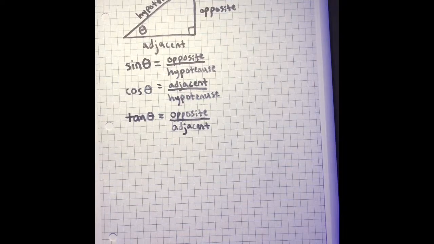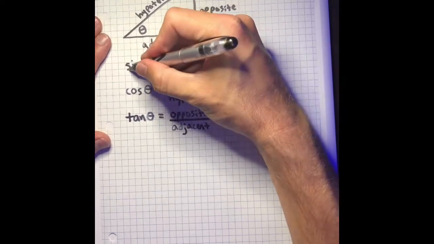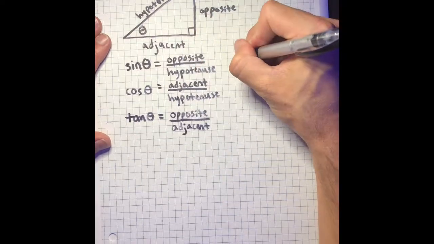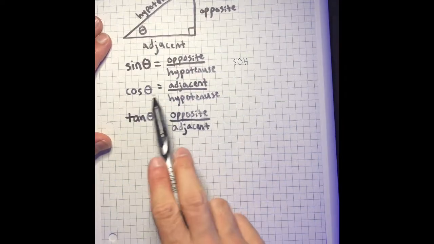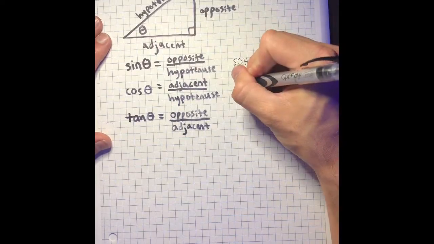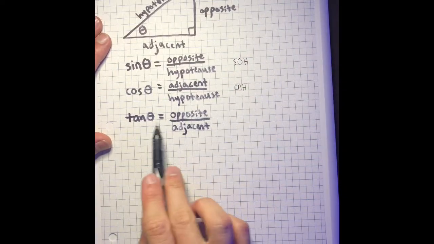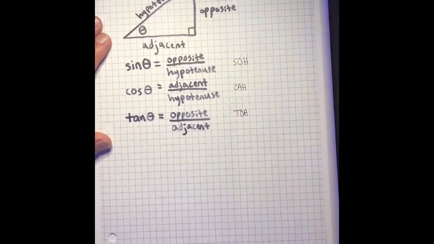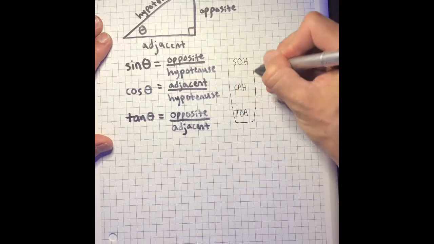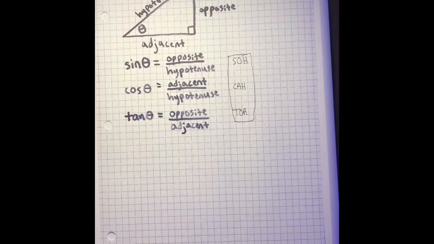So an easy way to remember these is to make a simple acronym or whatever those are called. So we have sine is opposite over hypotenuse. So I'm going to write that as S-O-H. Cosine is adjacent over hypotenuse. I'm going to write that as C-A-H. And tangent is equal to opposite over adjacent. So I'm going to write that as T-O-A. And there we go. SOHCAHTOA. It's an easy way to remember your 3 basic trig ratios.